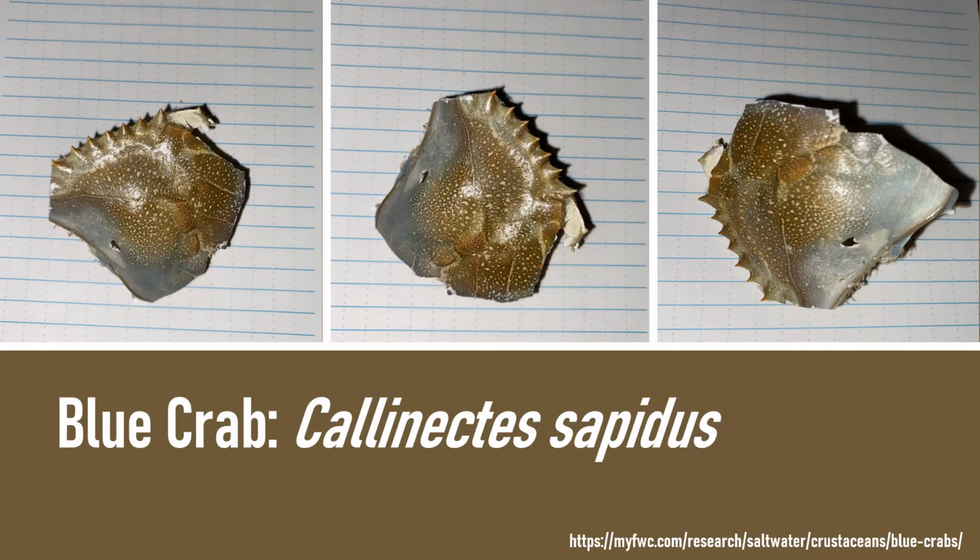Next I have another crab, or a piece of a crab. I believe this to be a blue crab, or Callinectes sapidus. These crabs can be found widespread in Florida in a number of habitats, and they occur in nearly every shore and estuarine habitat in Florida.